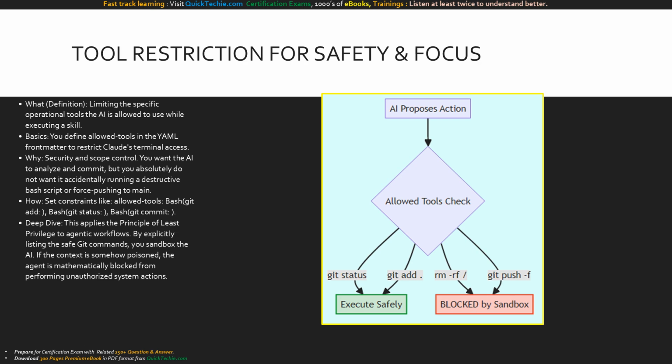When the AI proposes an action, it hits the allowed tools check. Benign commands like git status or git add are routed down the green path to execute safely. However, if it proposes a dangerous command like deleting files or force pushing, it hits the red node and is instantly blocked by the sandbox. Safety is guaranteed at the protocol level.